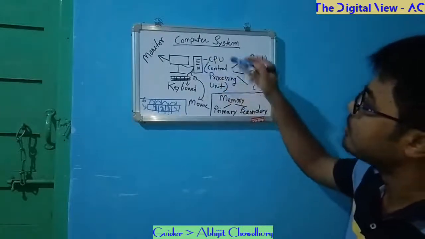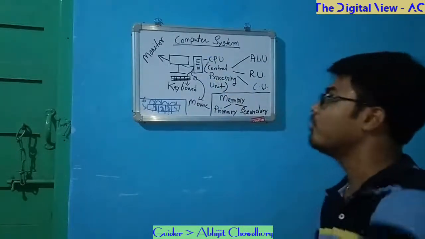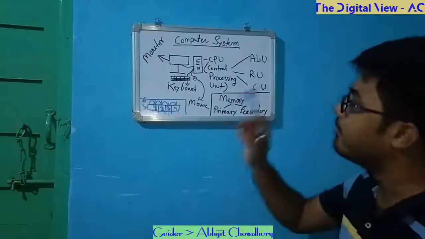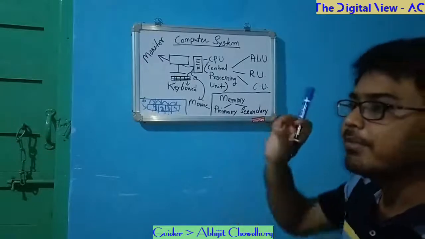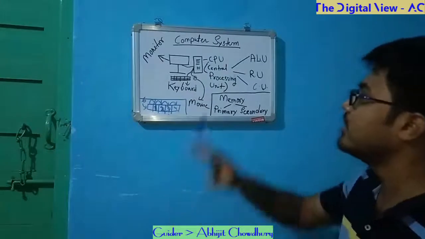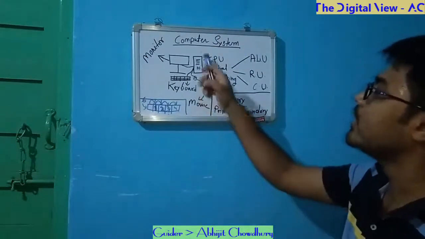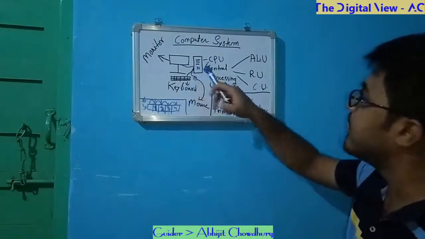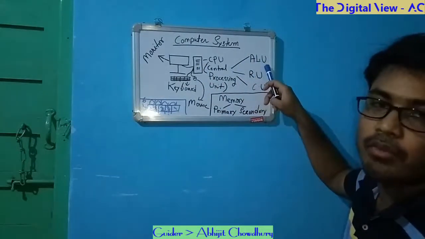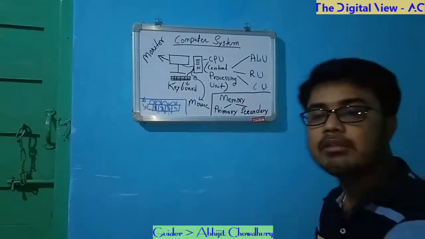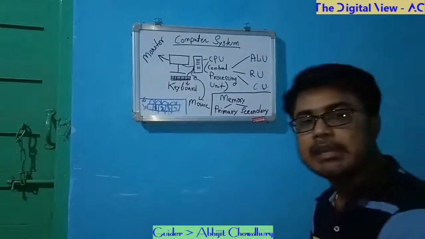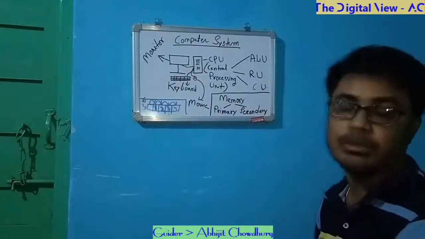This device is known as the brain of the computer. Without this device, the computer is nothing. Every operation and every performance is done by this device. Actually, the complete brain is included in this device. This device has three parts. One part is the ALU. What is the full form of ALU? The full form of ALU is Arithmetical and Logical Unit.